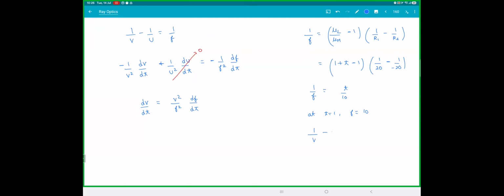So apply the lens formula, 1 by v minus 1 by u is equal to 1 by f. So 1 by v, and u is minus 30, is 1 by 10. So that would be 1 by 10 minus 1 by 30. Multiply by 3, v is 15 centimeters. Perfect. So what else do I need? I think I got everything.